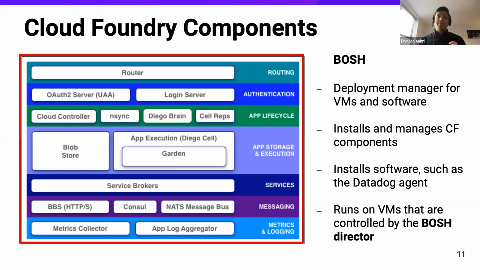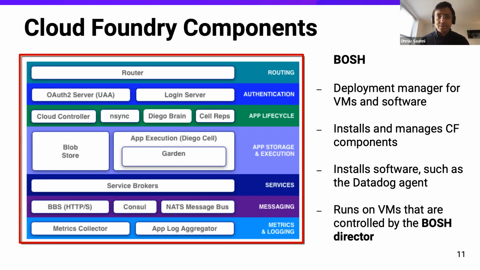The very first component in Cloud Foundry that I want to talk about is BOSH, right? There are a lot of moving pieces in Cloud Foundry. In this diagram, I've separated this into layers, right? So we have separate layers that Cloud Foundry has. BOSH encompasses all of this. It's not really a layer, but it's a deployment manager for VMs, as well as third-party software on Cloud Foundry.